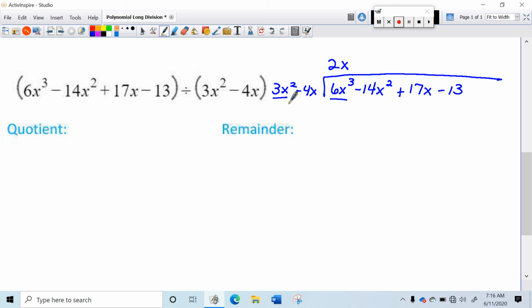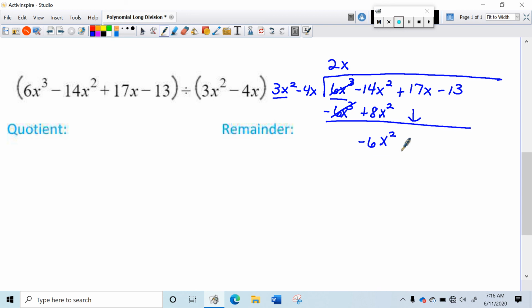Multiply this times the binomial. 2 times 3 is 6. X and 2 more x's are 3 x's. 2 times negative 4 is negative 8. X here, that's 2 x's. Change the signs on the bottom. 6x cubed minus 6x cubed cancels out. For my x squareds, negative 14 plus 8 is negative 6.